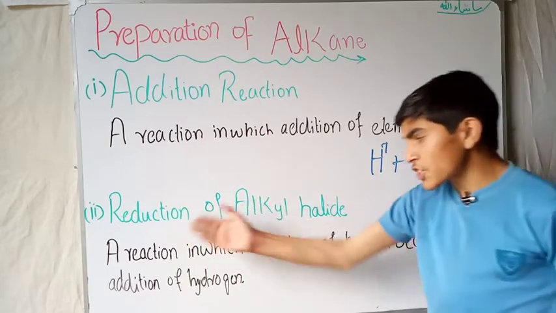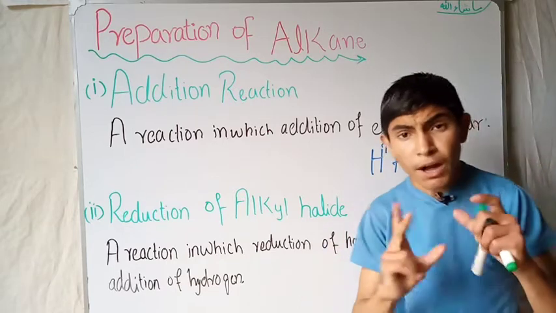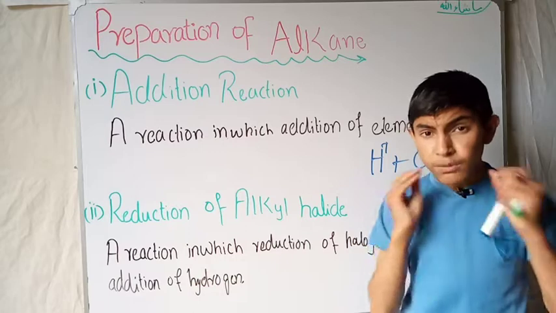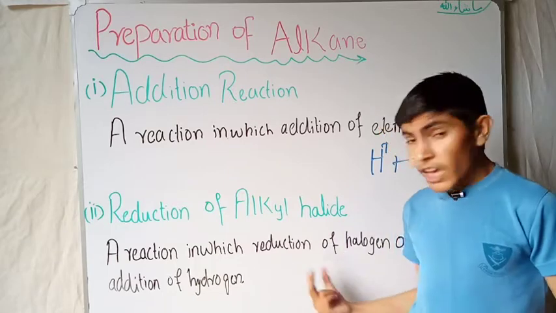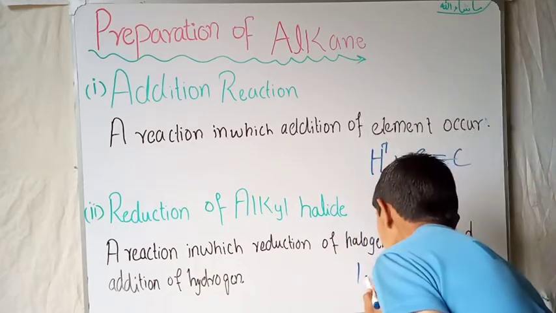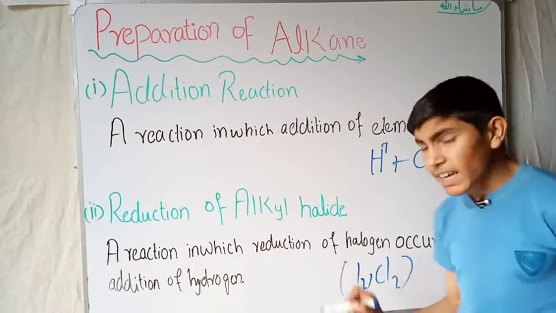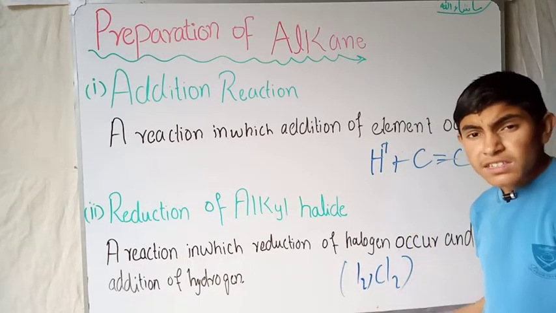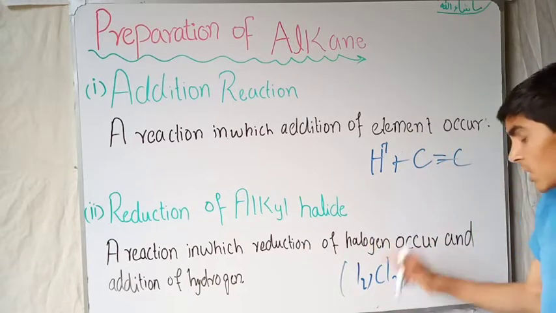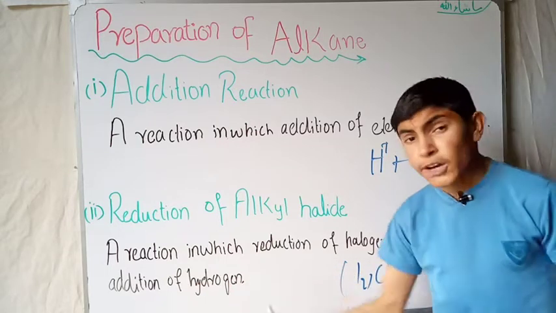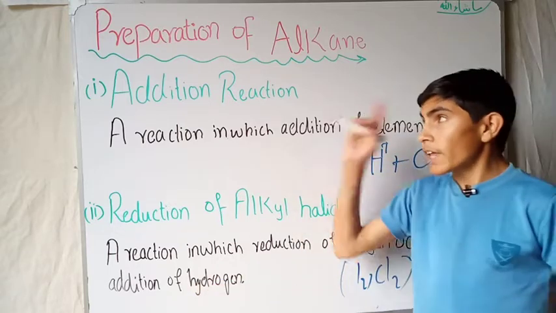And the next is the reduction of alkyl halide. This is a reaction in which reduction of halogen occurs and addition of hydrogen occurs. Okay, so reduction means removing. So this is a reaction in which the previously added halogens are removed: I2, Cl2 and so on. These atoms, iodine, chlorine and so on, are called halogens. So in this process these atoms are removed from the alkyl halide and hydrogen is added, from which we can get the alkane.